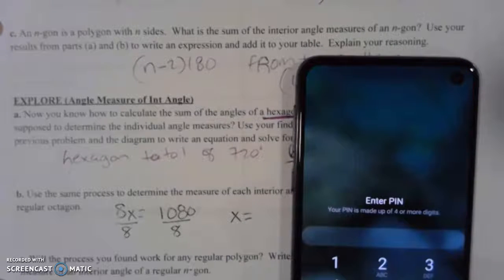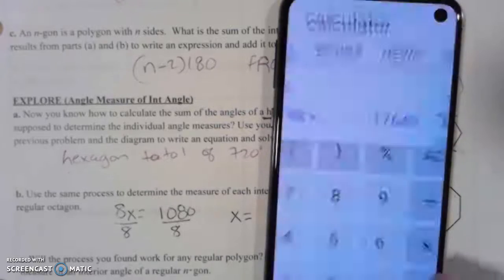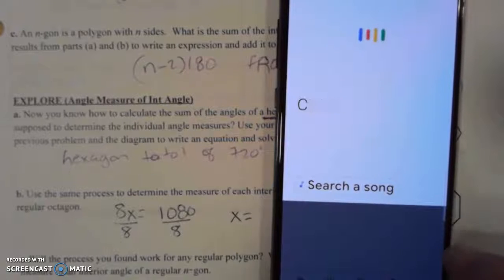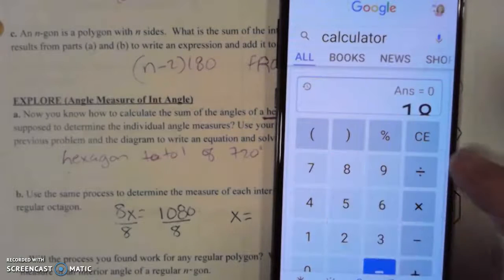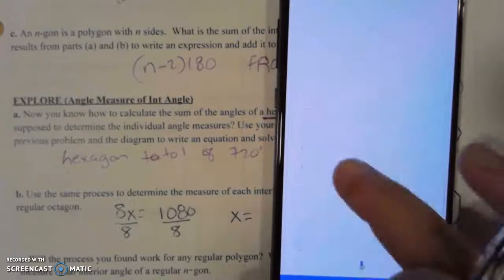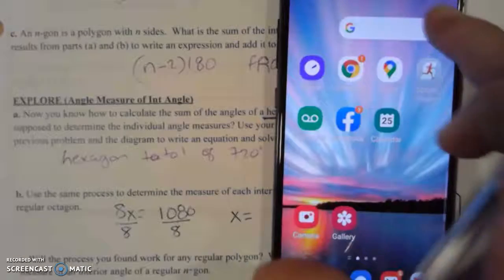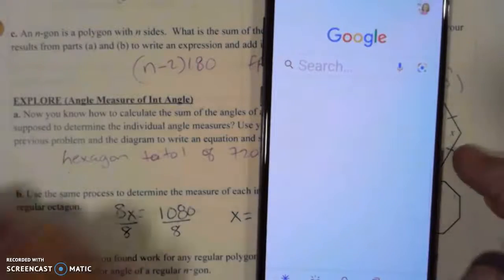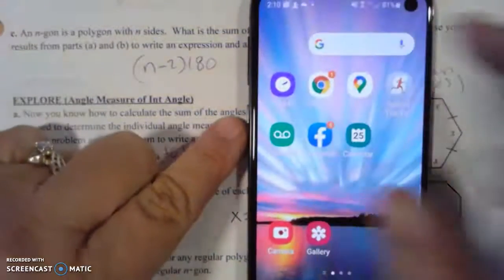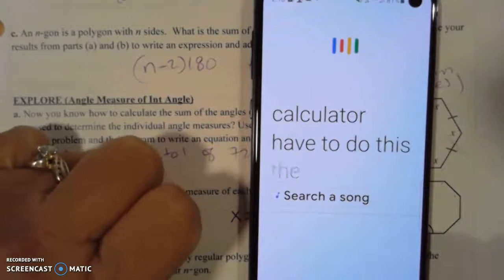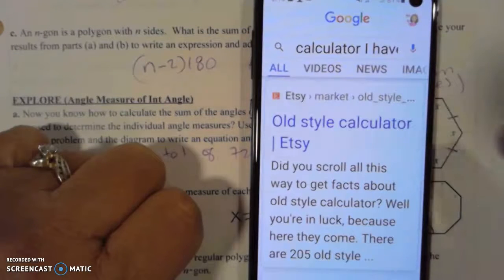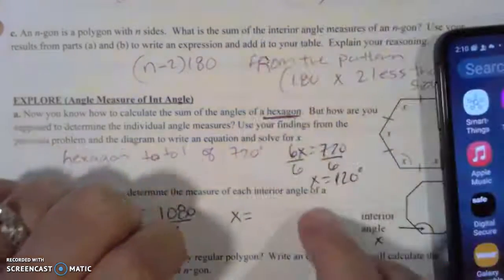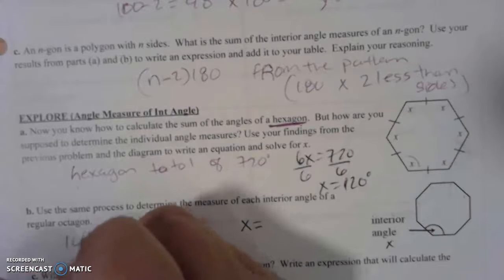something. I'm going to use my calculator again. Oh, where'd it go? Calculator. I can't. Calculator. So silly of me. Why can't I do it? Oh, my phone is not working right. I have to do this the old-fashioned way. Oh, old-style calculator on Etsy. Nope, we don't want that. Here's my calculator. Okay, pause. Let's do it the old-fashioned way.